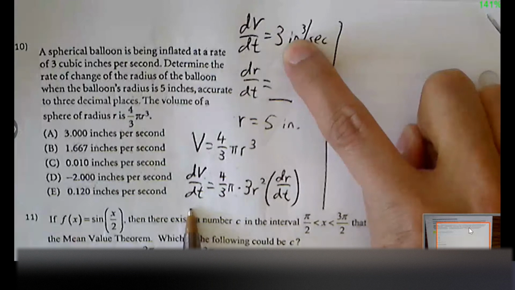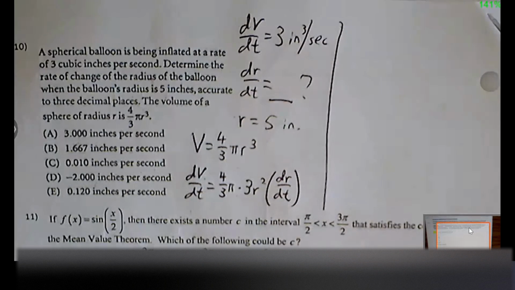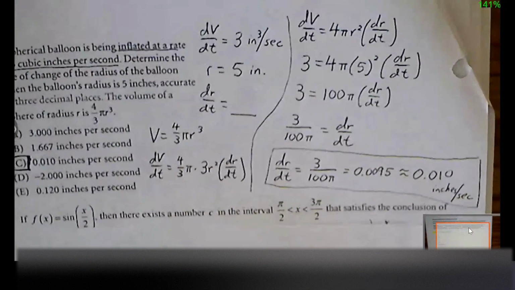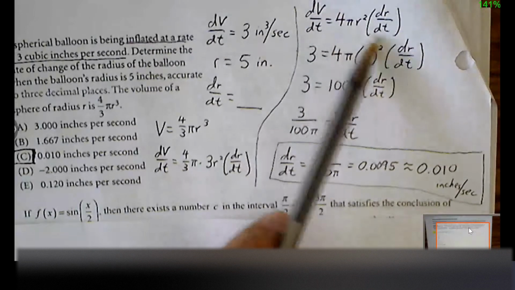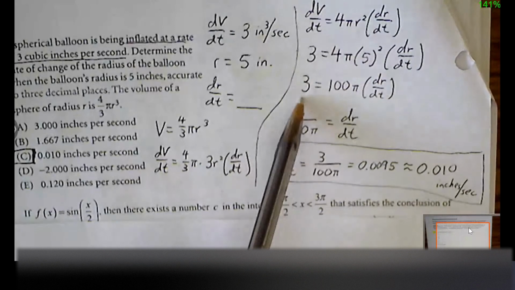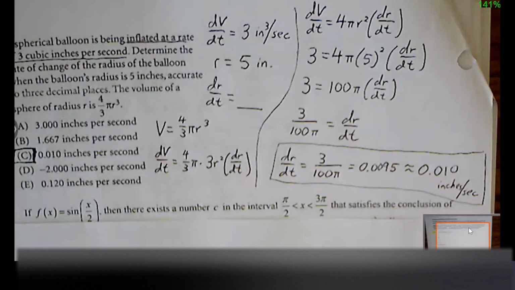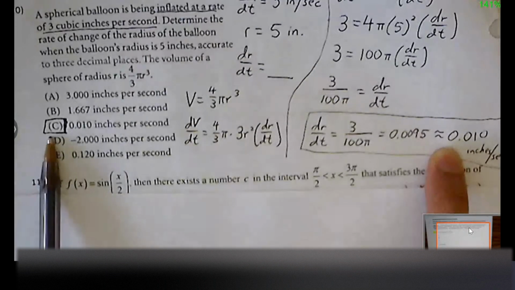dV/dt gets replaced with 3. r gets replaced with 5. And now we're just trying to solve for dr/dt. There's my substitution. dV/dt is 3, r is 5. If I clean this up, it ends up giving me 100 pi, and I divide over to the other side. I'm looking at my answer choices. My answer choices are all in terms of a decimal, with pi already resolved into the value. So I'm just going to enter all this into the calculator, and it's going to be the closest to C.